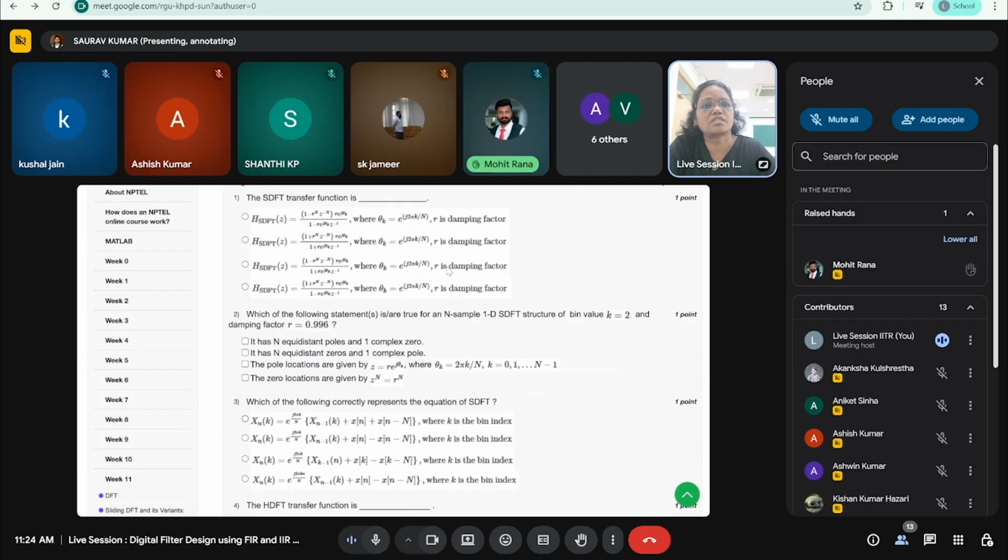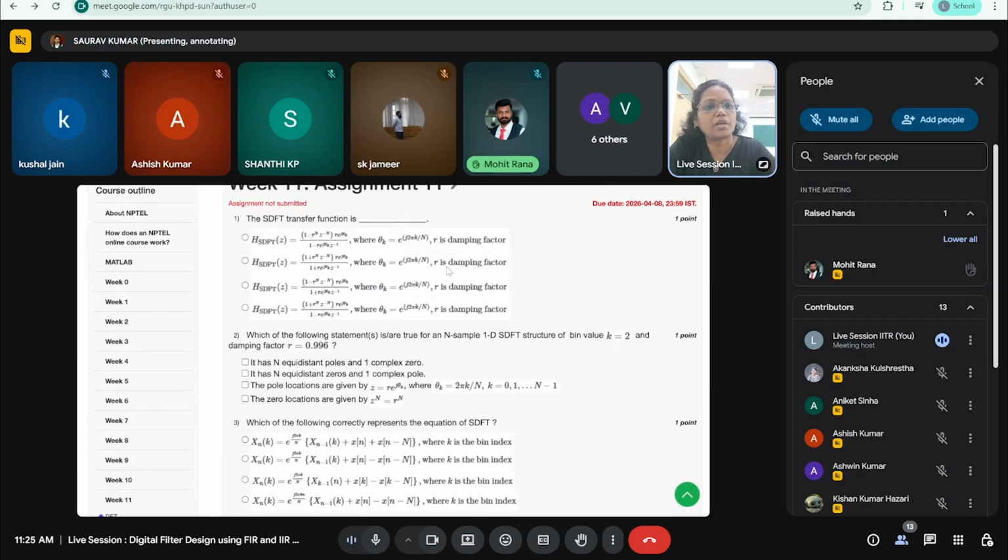So in DFT, all the bin indices can be obtained. K is varying from 0 to N minus 1. In STFT, you will focus on only one bin which you are interested in. So from the input signal, which harmonic or which fundamental you want to extract from it. So instead of calculating all the bin values X of k, you can get only one bin index value from the input signal using this STFT. And once you have the transfer function, what are the pole locations of it? That's about the second question.